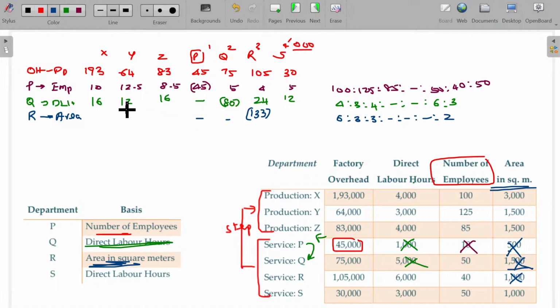Here 57, 28.5, 28.5 and finally here 19.